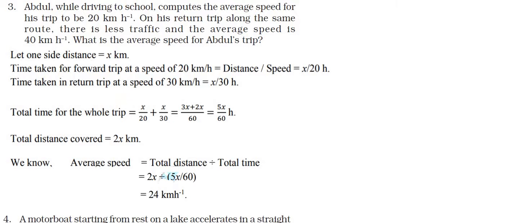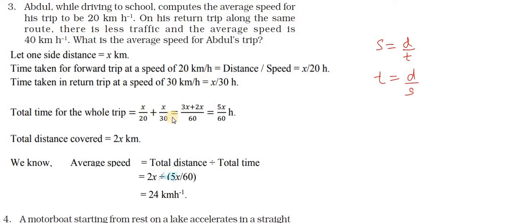We know that speed is equal to distance by time taken. If we cross multiply this, time is equal to distance by speed. The same thing they did here, that is distance by speed. So that is x by 20 hour. The time taken for the return trip at the speed of 30 km per hour is x by 30. So the total time taken for the whole trip is x by 20 plus x by 30.